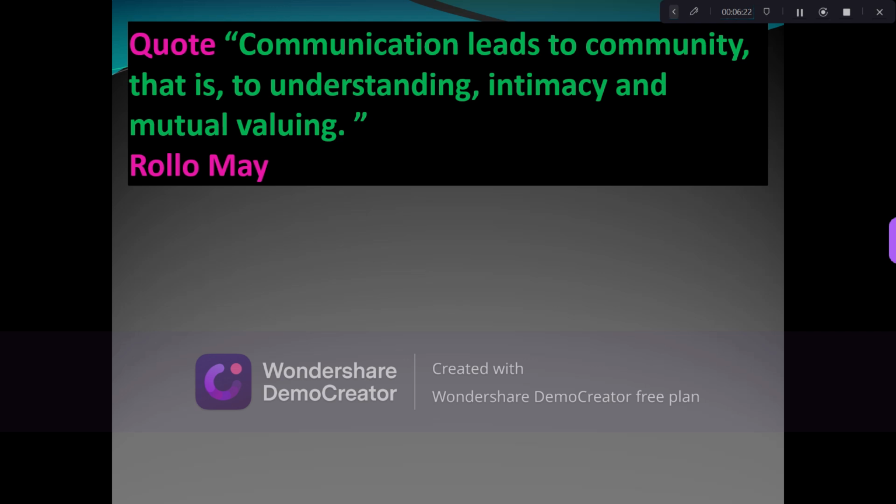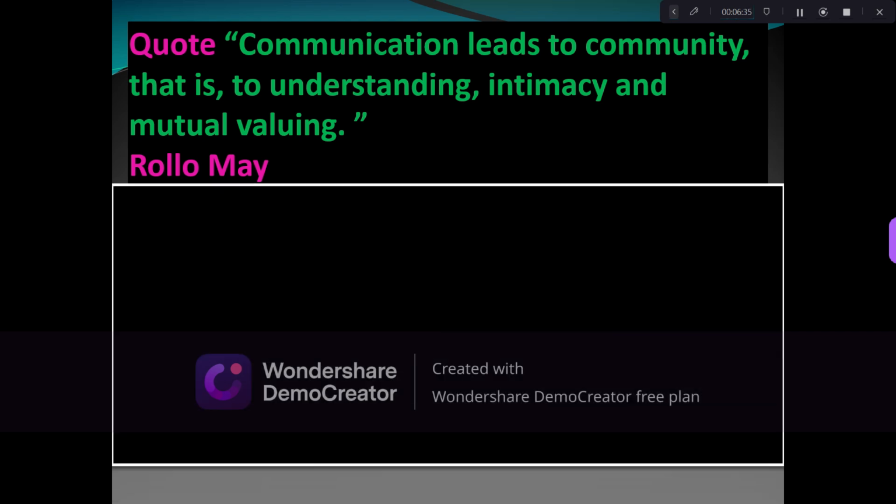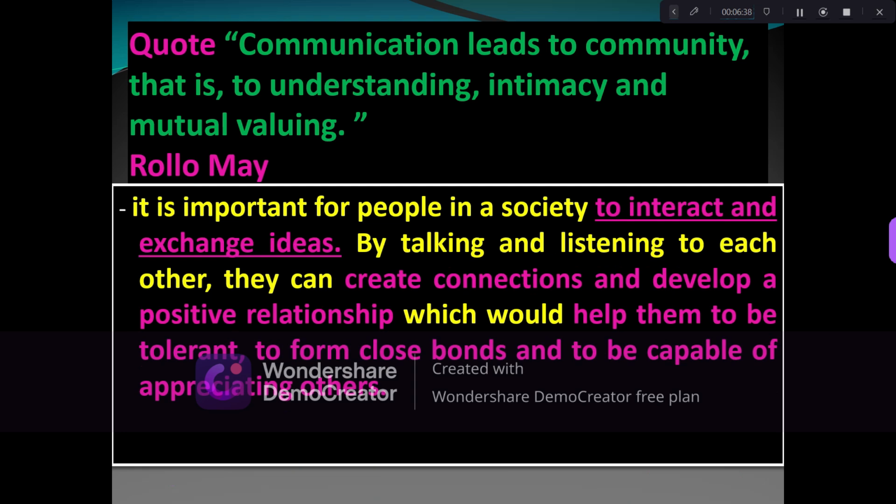An important quote from Rollo May: communication leads to community, that is, to understanding, intimacy, and mutual valuing. Let us move to the interpretation of this important quote. So it is important for people in society to interact and exchange ideas, because the meaning of communication here is to express thoughts and feelings.